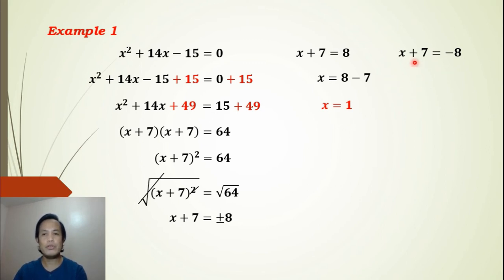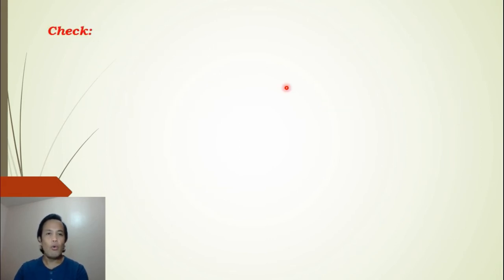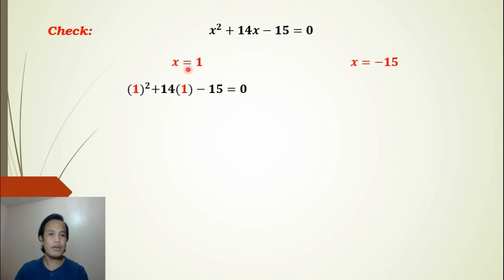We do the same. We use subtraction property of equality. So what remains at the left side shall be the x equals, we have here the negative 8 minus the 7. So negative 8 minus 7 is equal to negative 15. So therefore, our values for x, or that is the roots of this quadratic equation, is x equals 1 and x equals negative 15. Now to check, we go back to our original equation, x squared plus 14x minus 15 equals 0. The values are 1 and negative 15. First is we check for x equals 1. We substitute the value of x to this equation.